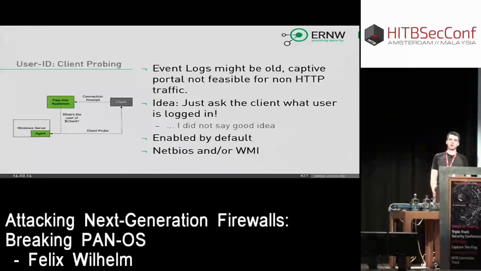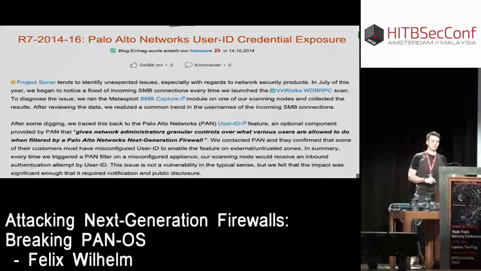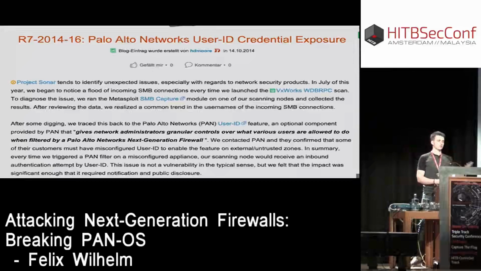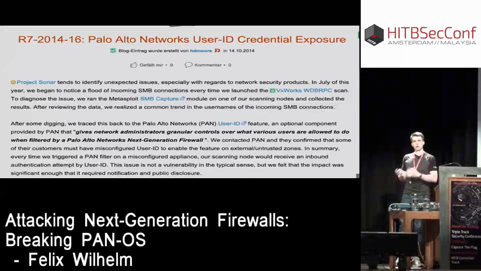And when I started researching this feature, I found a really interesting blog post by H.D. Moore from Rapid7, where they basically did an internet-wide scan for their project Sonar. And then they realized, strange, there are a lot of people making connections to our scanning server. And SMB connections, so if you are familiar with SMB in any way, you see password hashes if someone connects to you. So they tried to find out why this is happening, and basically this was a misconfiguration of the user ID feature on a lot of firewalls.